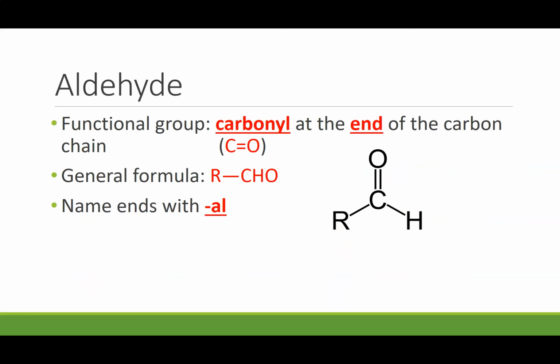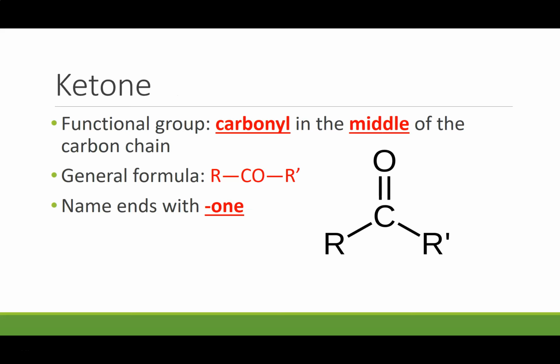The next functional group is the carbonyl group. The carbonyl group is a C double bonded to an O. Now the carbonyl can occur at the end of a compound or in the middle of a carbon chain. If it's at the end of a compound, then we classify the compound as an aldehyde. And the general formula is RCHO. Again, the R is a hydrocarbon chain, and an aldehyde's name ends with the suffix -al. If the carbonyl group occurs in the middle of a carbon chain, then the compound is classified as a ketone.